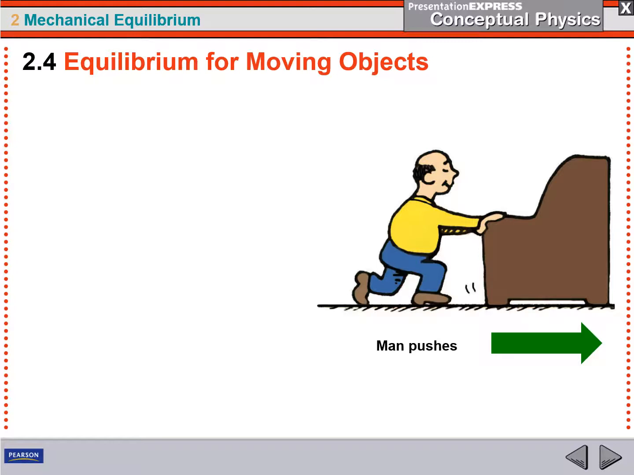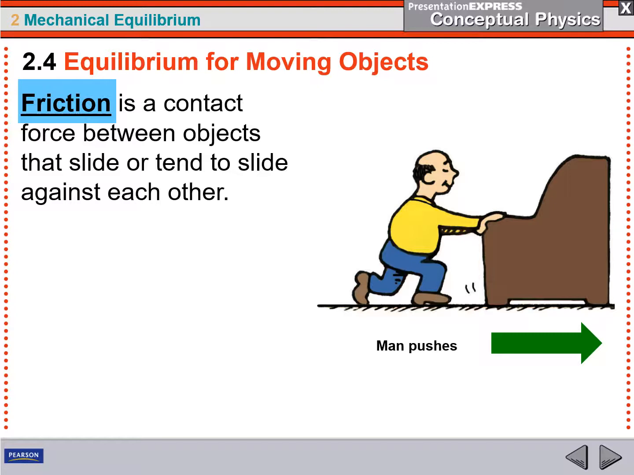Here's a man pushing a desk or a chair across the room. So the man is applying a force to the chair. Now all that's shown in this diagram currently is one force, the man pushing. But in real life, there is an opposite force at work. We call it friction. Friction is any kind of contact force between objects, especially those that are sliding or tending to slide against one another.